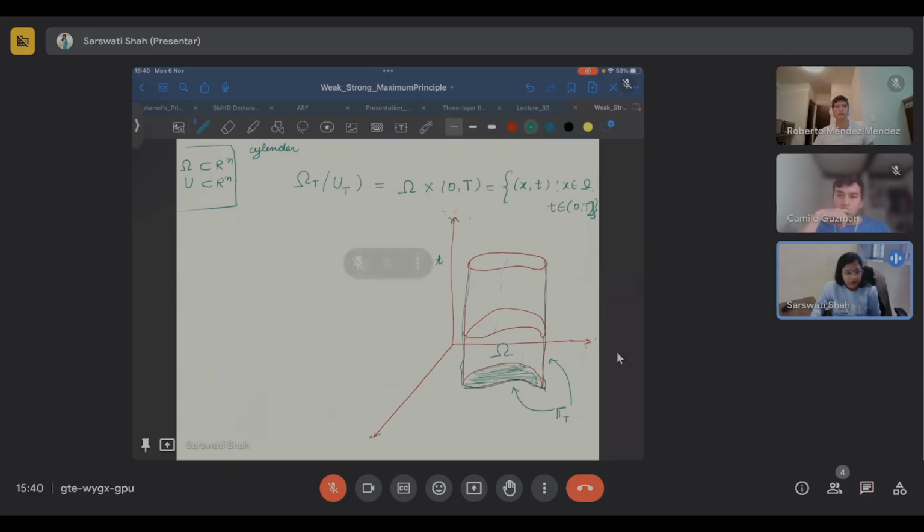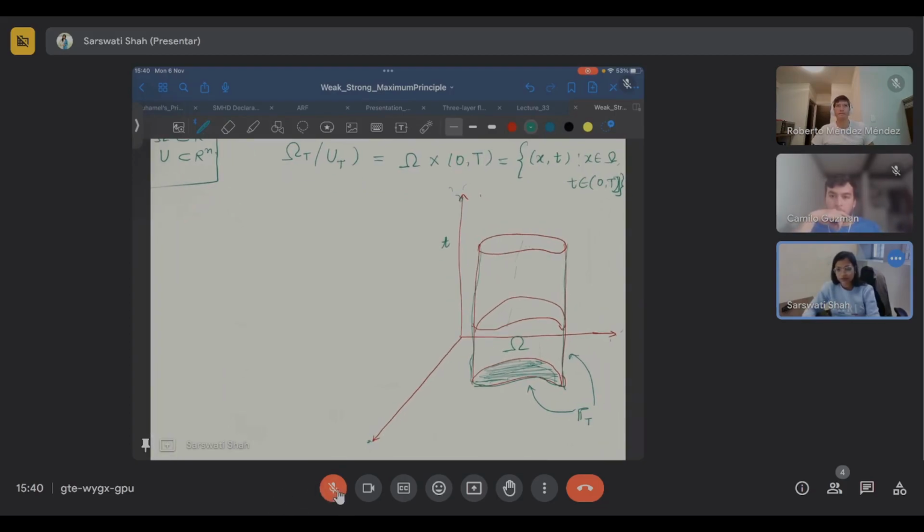Is it clear, Roberto? Okay. The same figure is mentioned in the book of Evans. You can take a look at that book, but I think my explanation might be explaining better because they just mention it.